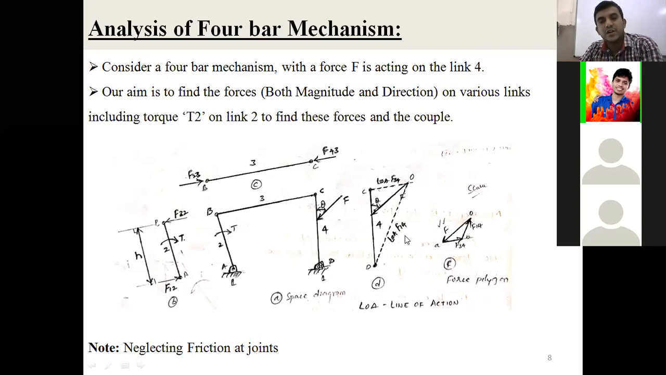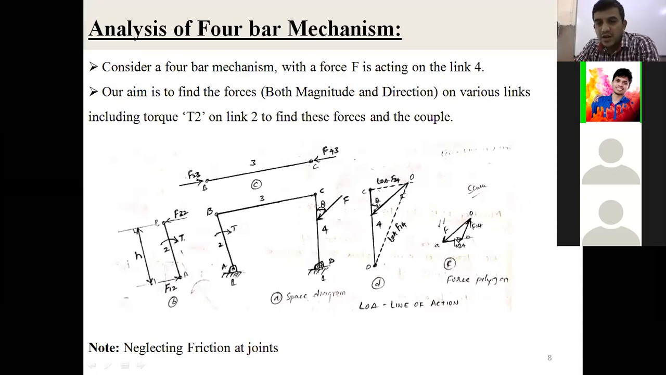Then after F34, again if you come in the counterclockwise direction, F14 is there, right? If link 4 is in equilibrium, with three forces acting on link 4, there is no resultant force, so when you draw the force polygon, it should be a closed force polygon. Now from point O, I draw a line which is parallel to the line of action of F14. The line of action of F14 and the line of action of F34 meet at a point. That point we call point B. Now OAB shows the force polygon of link number 4.